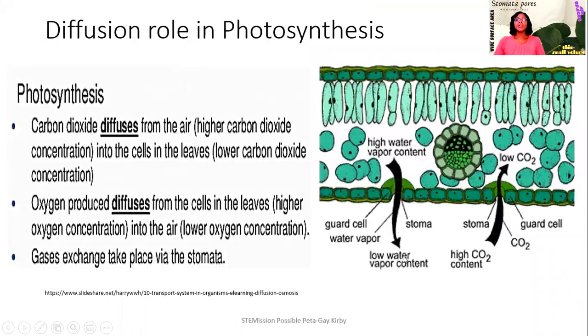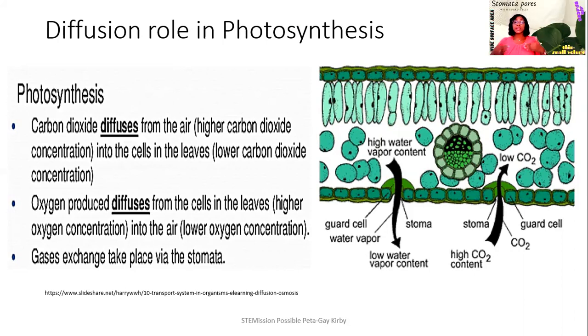Here we are now, looking at all of that in one diagram. We had looked at the adaptation of the leaves, and we looked at what is happening in the layers of the leaf, and now we are combining that with what is happening in the stomata. So let us recap. Photosynthesis. So we have carbon dioxide that diffuses from the air. Why does it diffuse? Because there is higher concentration of carbon dioxide in the air. It will then diffuse into the cells of the leaves that have a lower carbon dioxide concentration.